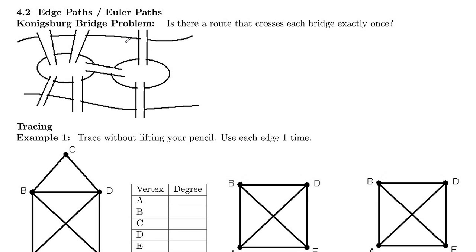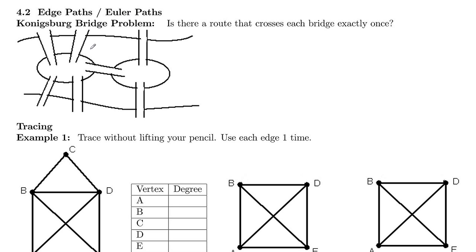So here in section 4.2, we're going to consider something called an edge path or an Euler path. Euler is the guy that this concept is named after. Let me motivate this with something called the Konigsberg bridge problem.